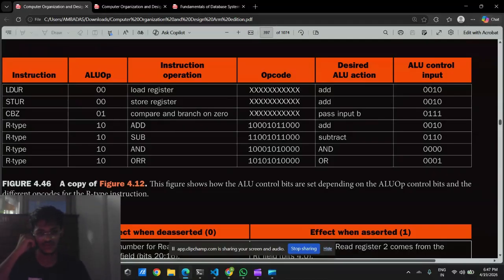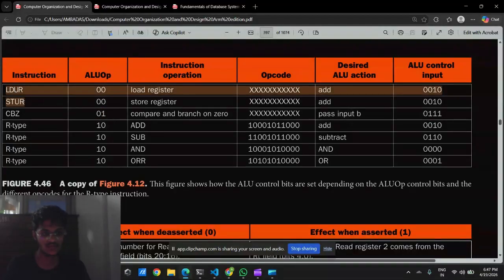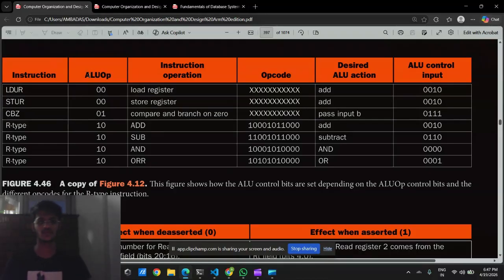Basically, through the opcode field, this is to decide the type of instruction we have. If it's an R type instruction, we have 0 1, I hope so. And if it's compare and branch on 0, then it's 0 1. And if it's load or store, it's 0 0. From this it decides the ALU operation.